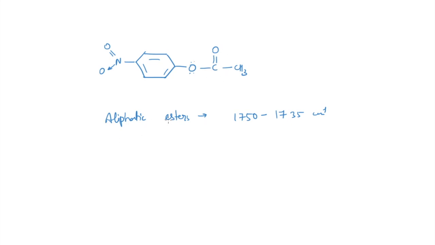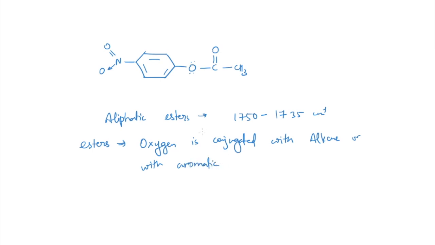Okay, so for the esters, if your oxygen is conjugated with an alkene or with some aromatic ring, in that particular case the frequency increases, because this lone pair of oxygen will no longer be in as much resonance with the carbonyl bond. They will also be in resonance with the benzene ring. So that's why it happens.